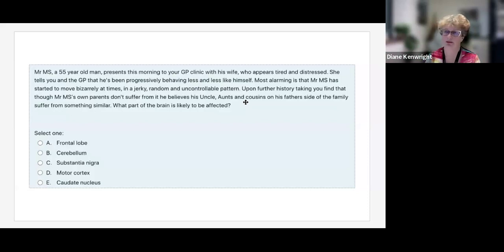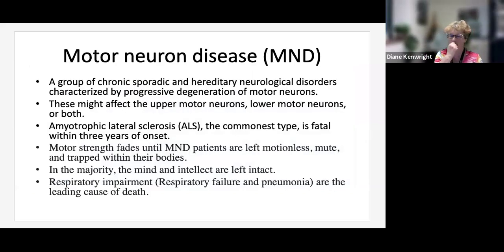But we know that the part of the brain that's affected in Huntington's disease is the basal ganglia, and in particular, the caudate nucleus. Okay, not the motor cortex, that's here in the parietal region, but the caudate nucleus. Okay, carrying on. Motor neuron disease.